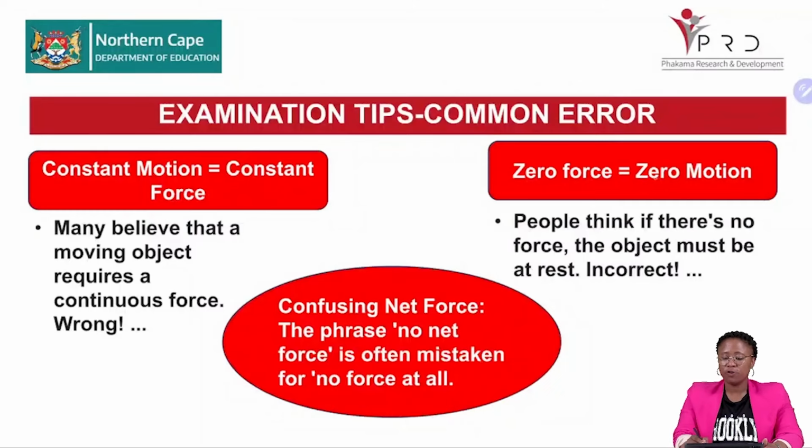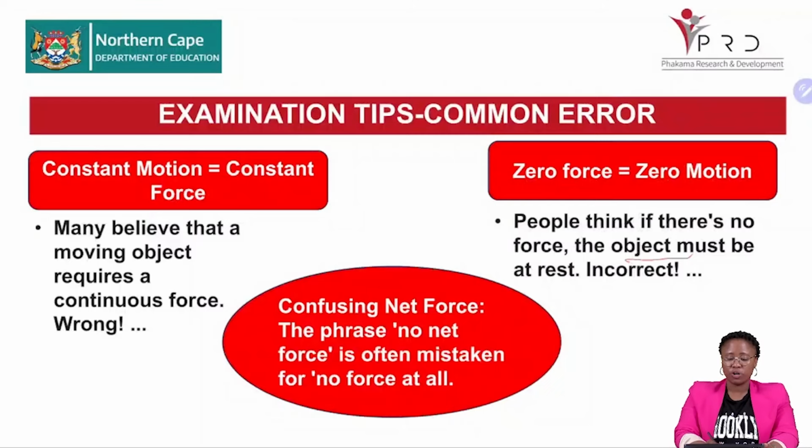Now, zero force equals zero motion. This is not true, because most of you think that if there is no force, the object must be at rest, and this is incorrect. If there is no force, it doesn't mean that the object is at rest. It can also mean that the object has been moving all this time. So you can't say that there is no force that the object is experiencing.